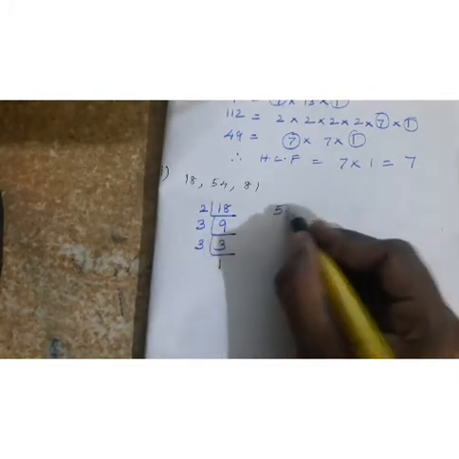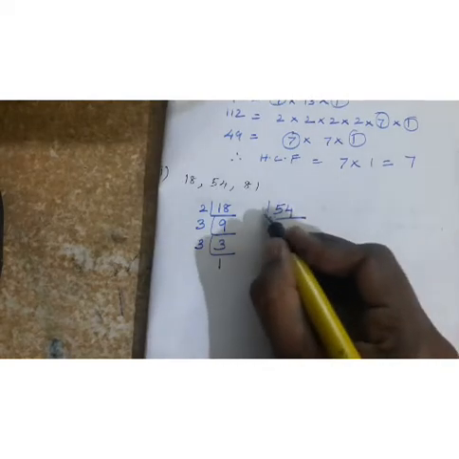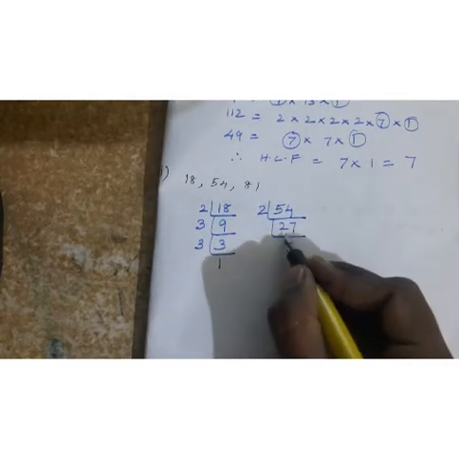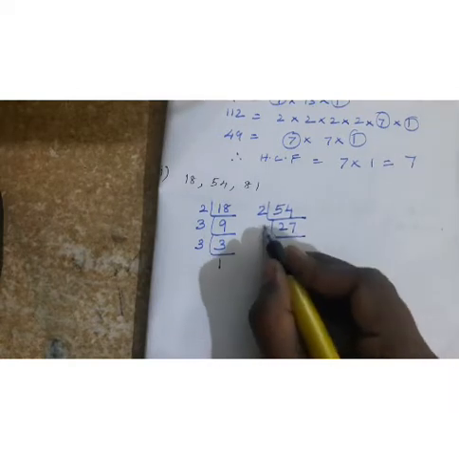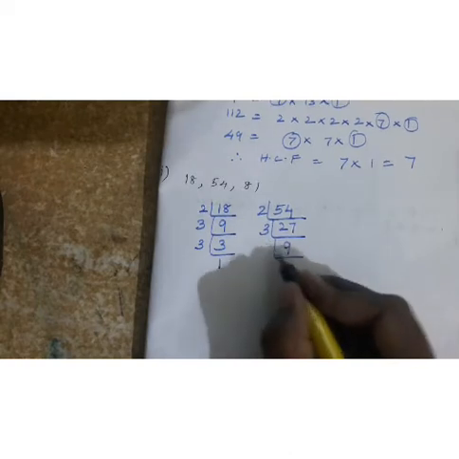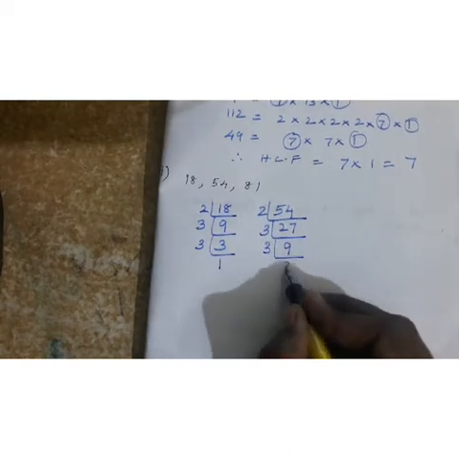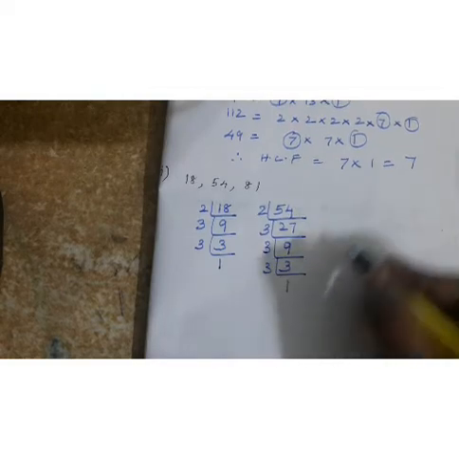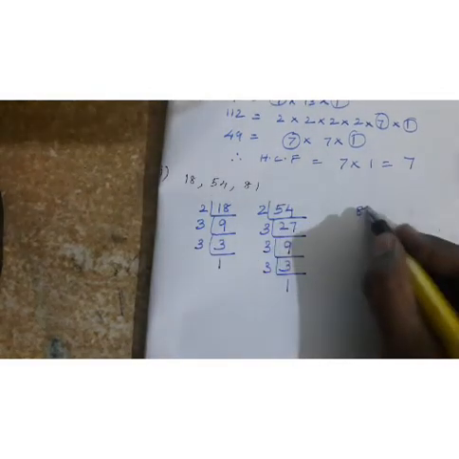Now find the prime factors of 54. 54 divided by 2 gives 27. 27 is not divisible by 2, so take the next prime number 3. 27 divided by 3 gives 9. 9 divided by 3 gives 3. 3 is the prime number which divides by itself. 3 divided by 3 gives 1. Now take the next number 81.